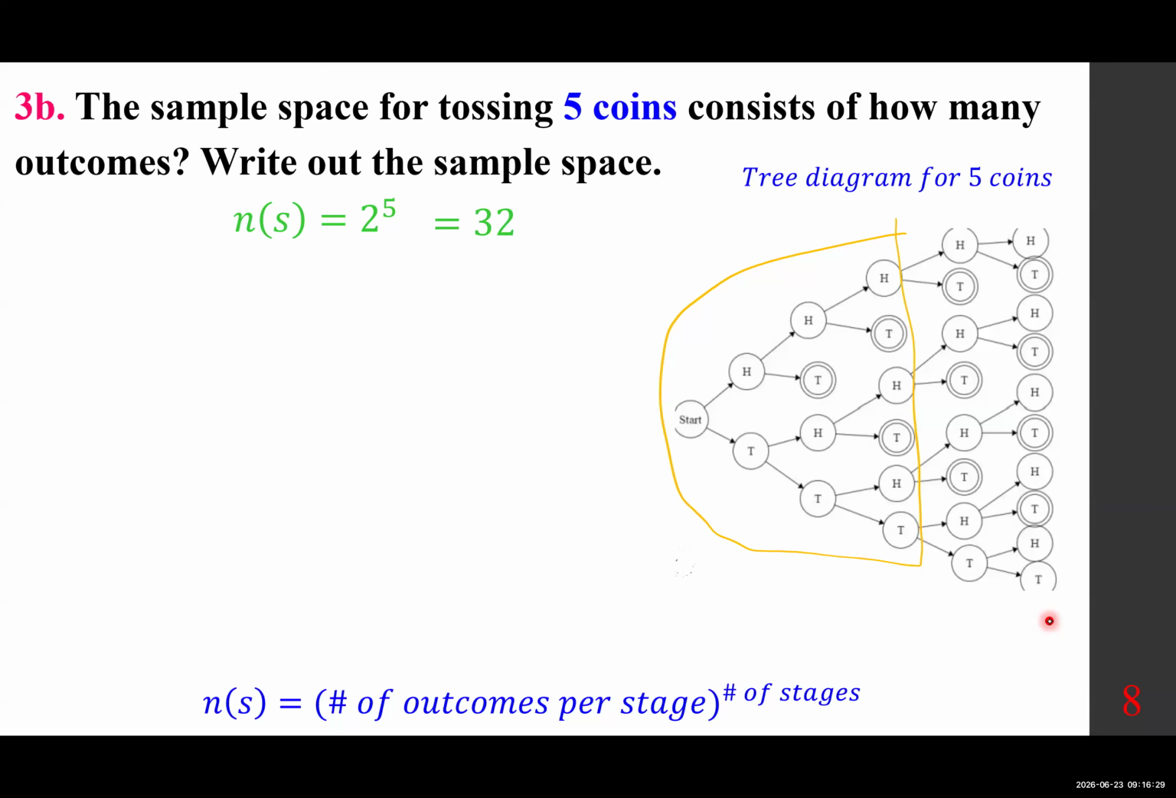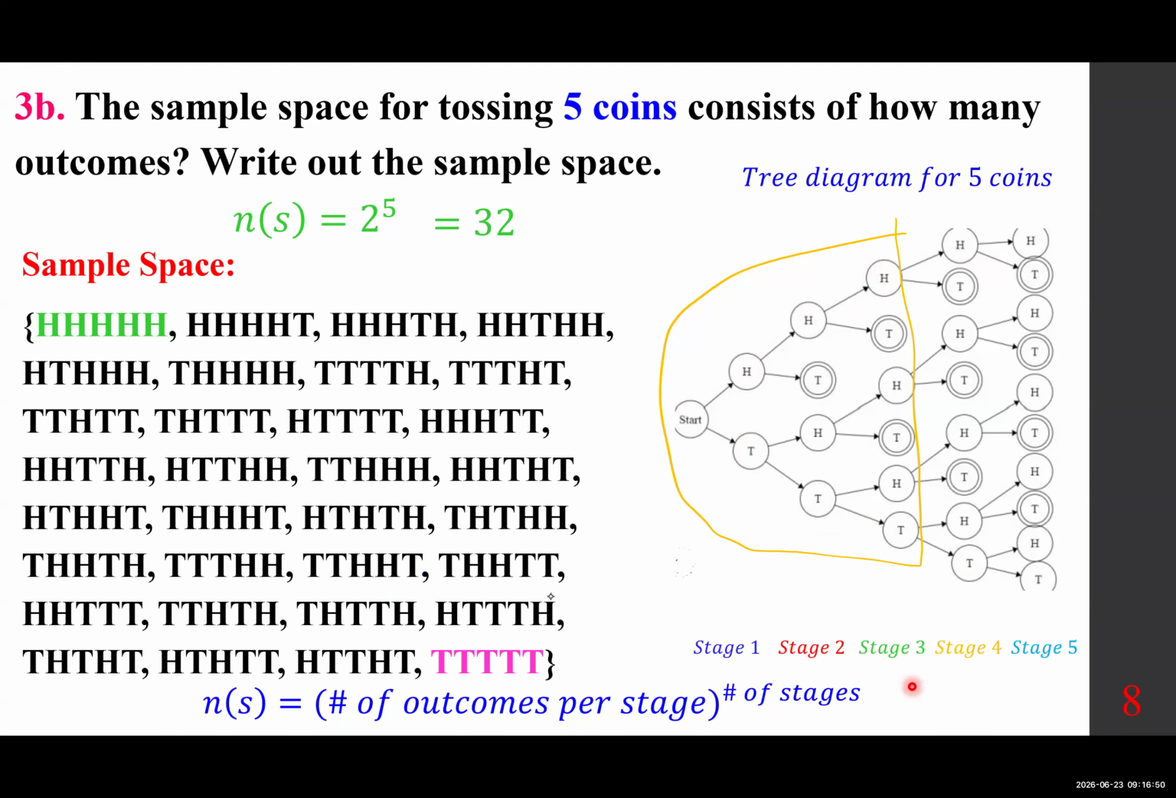And so what would be the sample space? The very starting point would be H, H, H, H, H. There are five of them. The second one, H, H, H, H, T. And then I go to the last one, T, T, T, T, T. You have to write out all of them. Stage 1, 2, 3, 4, 5. That means coin 1, 2, 3, 4, 5. And those are the sample space as mentioned. So pretty straightforward.